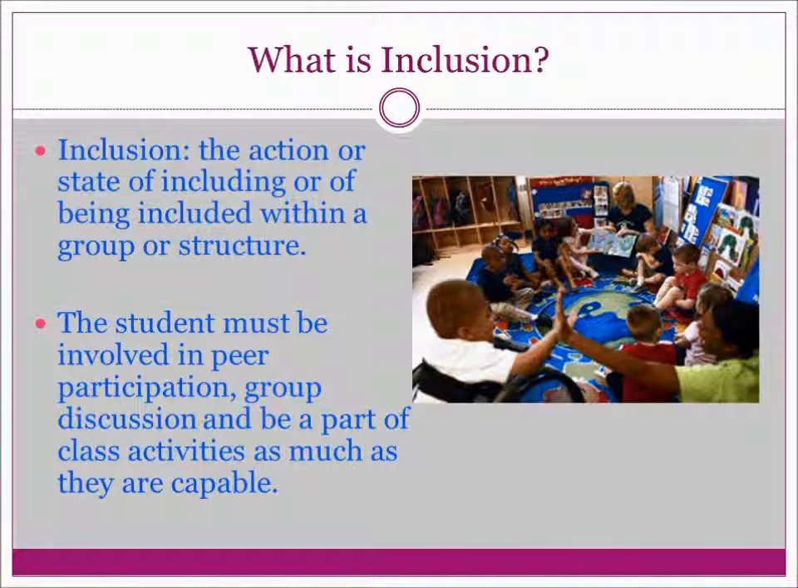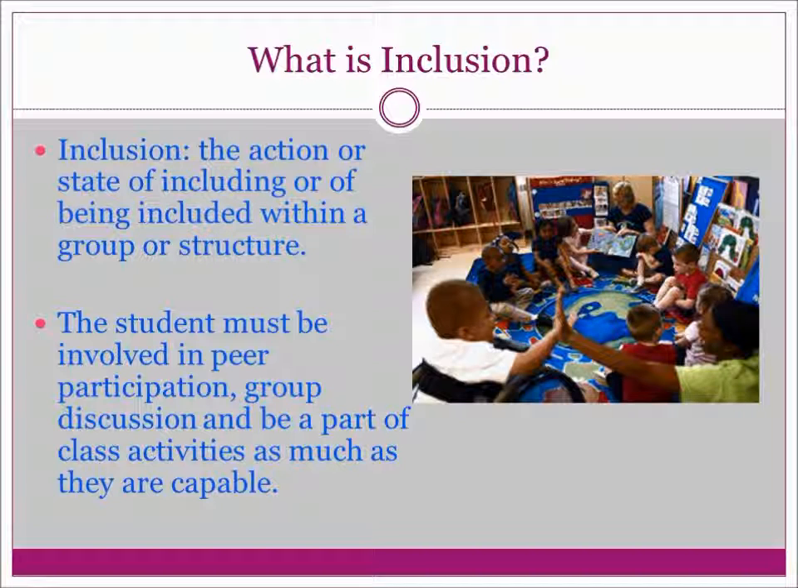So, let's talk about inclusion. The dictionary defines inclusion as the action or state of including or of being included within a group or structure. This is really important. Some people consider their students in inclusion if they are simply in a general education classroom, but that is only part of it.